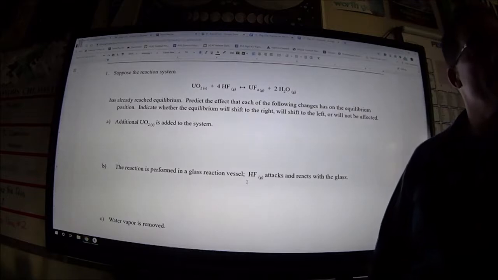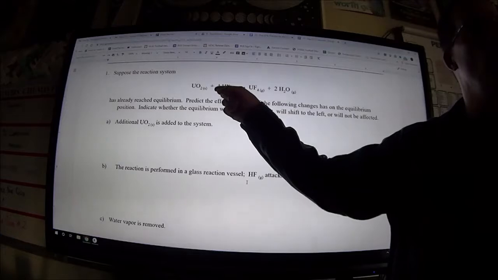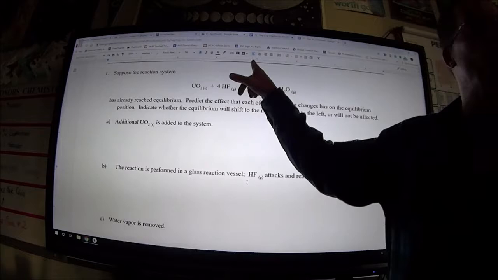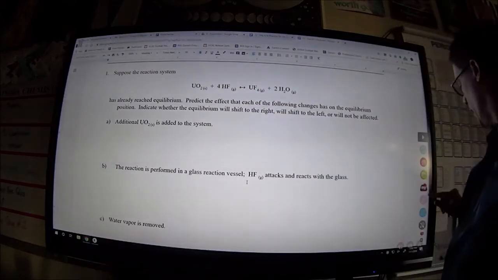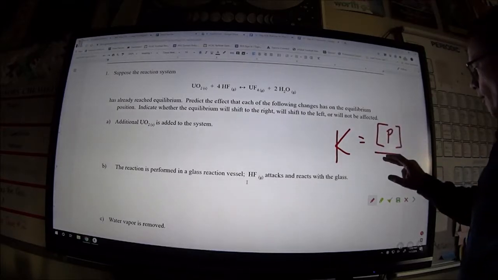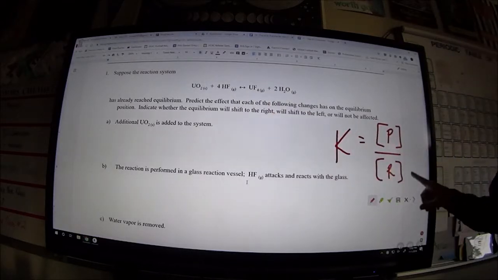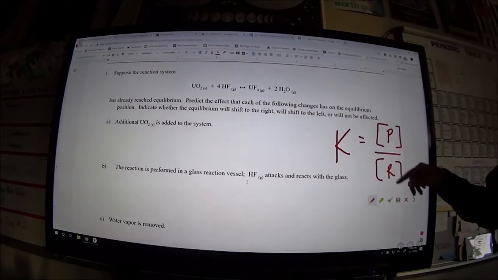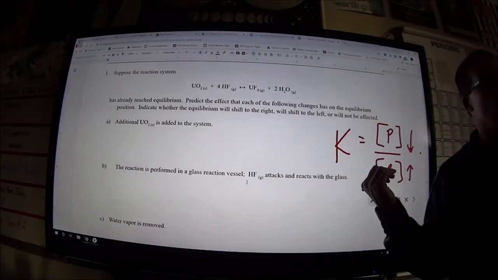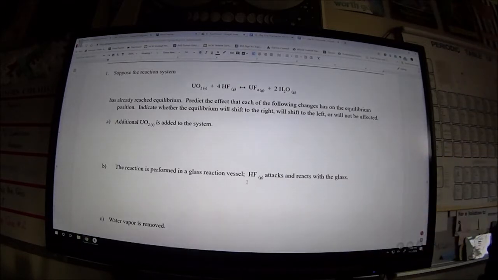Is the reason it's shifting left because if you have less HF, you can't make as many products? Yes, and also, let's say that we put our K up here. K is equal to the concentration of the products over the reactants. So when I take some of the HF away, this decreases. Therefore, to get K to be the same, I have to decrease this and bring this up a little bit to get that ratio back. What are the numbers? We don't care.